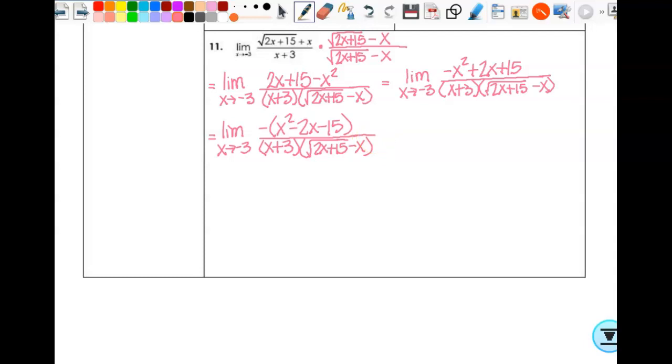Then I'm going to factor the numerator. So I'll get the limit as x approaches negative 3 of negative, and then I'll have my two little parentheses here, x and x. The 15 is negative, so my signs are opposite. My two numbers are going to be a positive 3 and negative 5. I rewrite my denominator.